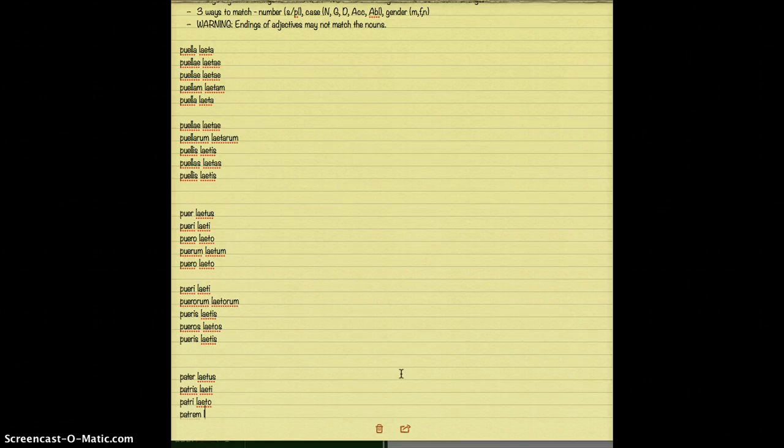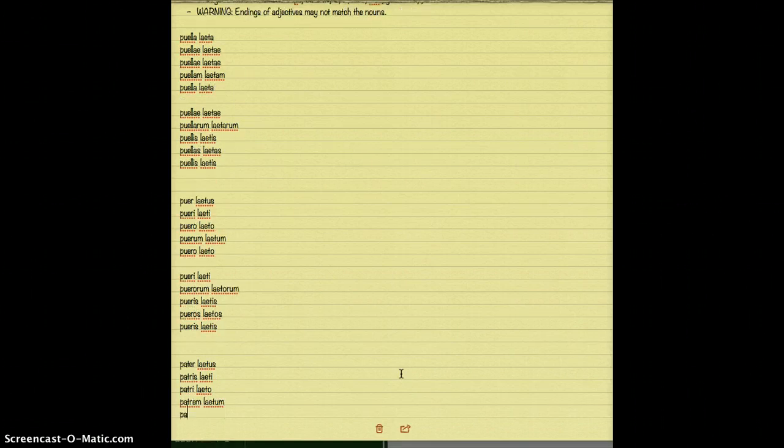Patrem, laitum, patre, laito, and onto the plurals. Patres, laiti, patrum, laitorum, patribus, laitis, patres, laitos. And then the last one, patribus, laitis.